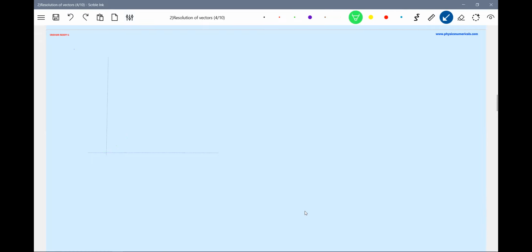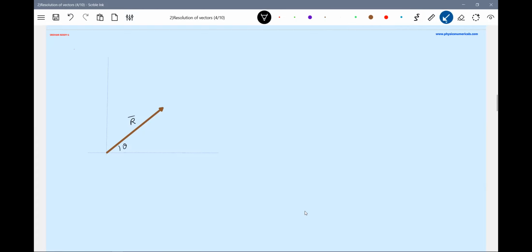I'll take contrast colors. There's a vector R bar, which is making an angle theta. Let's drop, and if you know, I have a triangle here.